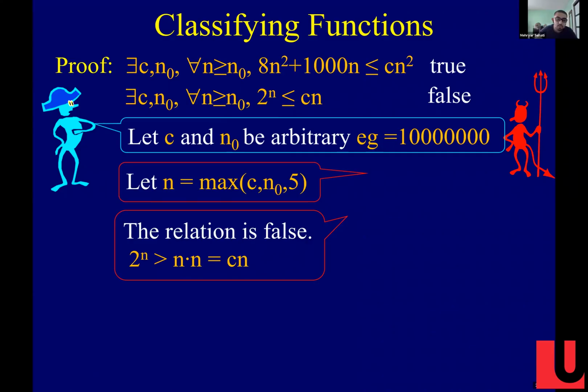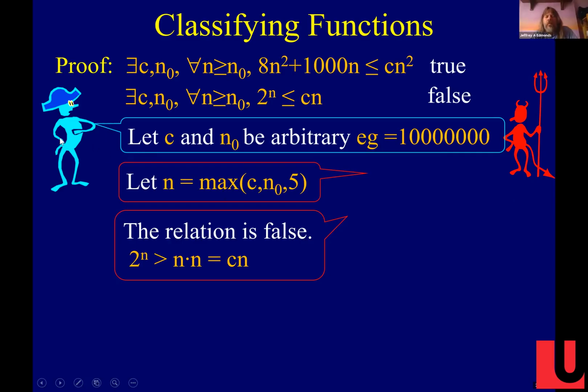You said let C and n naught be arbitrary. But over here in the quantifiers, they're existential. They're not universal for them to be arbitrary. Yeah, but I'm trying to prove it's false. So you're contradicting, you're saying the opposite.